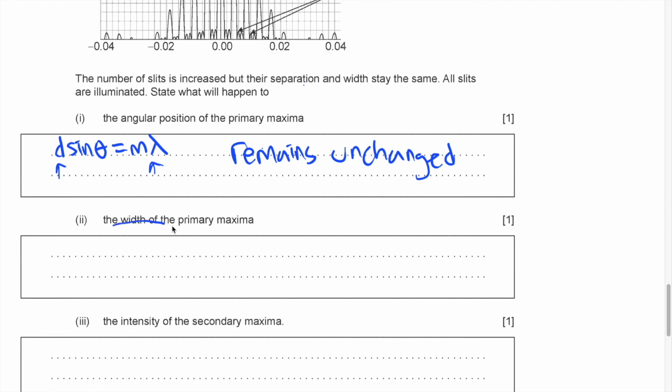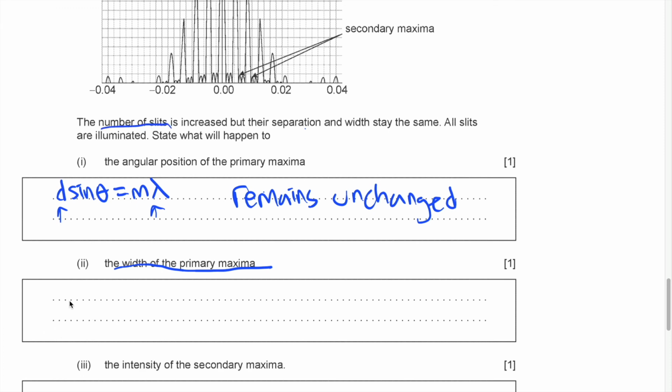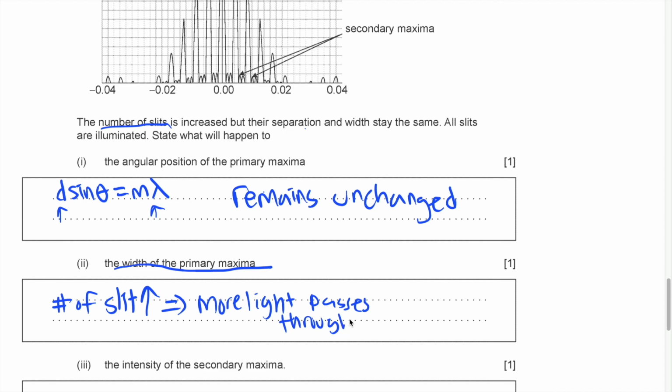So what happened to the width of the primary maximum? So we know the number of slits increases, which means that more light passes through. And when this occurs, the width of the primary maximum will decrease. So this one is asking about your understanding about the impact of slit width and slit separation on the graph.